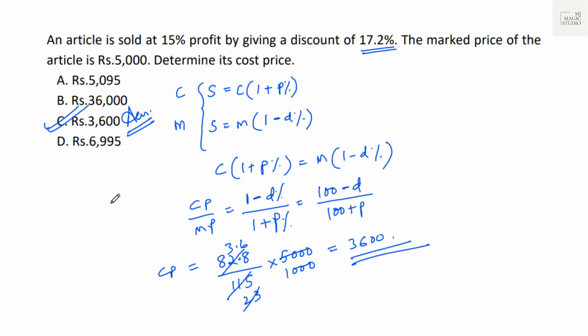Now you may say that, sir, if we only look at the options, we can see that our answer should be less than 5,000. Then the only option available which is less than 5,000 is 3600. Bingo. Without solving also we can mark this answer. Correct. But if options are not given, this is the best way to solve it. And this is how this formula is derived. CP by MP is 100 minus D upon 100 plus P. Use this now. Whenever profit percentage is given, discount percentage is given, and either mark price or cost price is given, and the other thing is what we are supposed to find, use this, you will get the answer in very quick time.